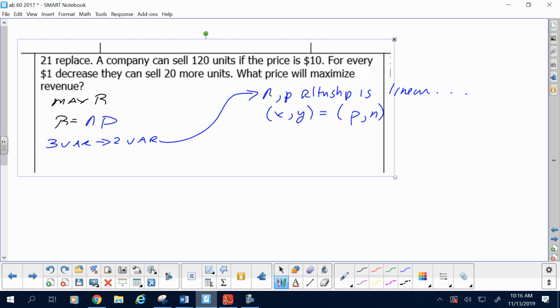$10, 120 sold. All right, cool. The slope, which is normally changing Y over changing X, is changing number over changing price.